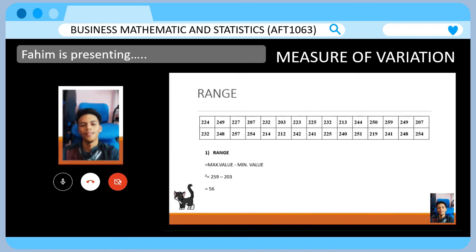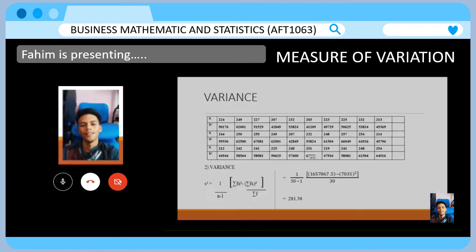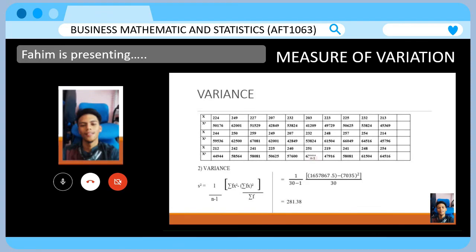So next we go to the variance. For the variance, we look here, we have a table with a lot of numbers. If you see here, we have a number for x, x squared, the square root, and we have s, and a lot of numbers.